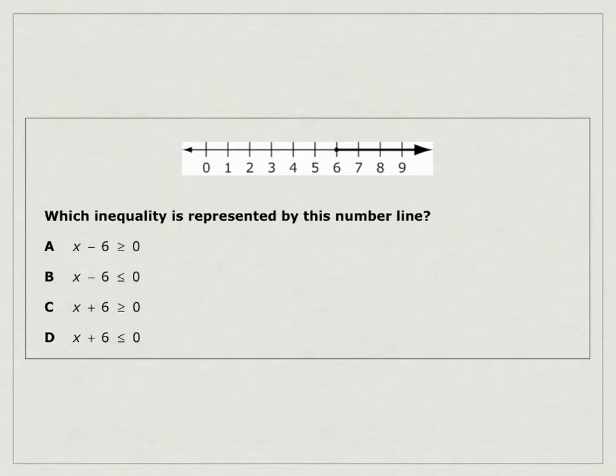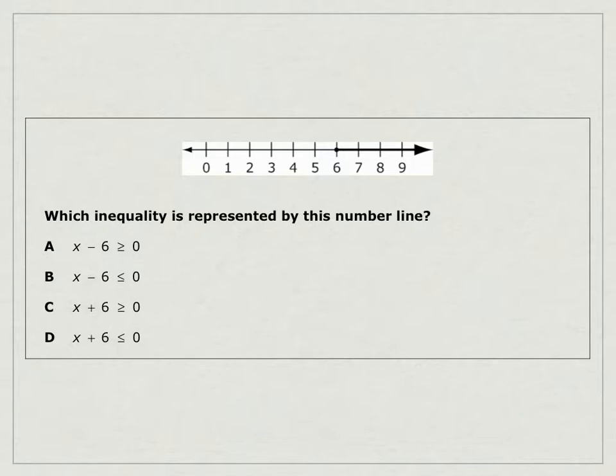This example says which inequality is represented by the number line. If you look at the number line, it has a filled-in circle at 6, and it's shading the numbers that are greater than 6. So my inequality that I'm looking for is x is greater than or equal to 6. Notice that all of my answer choices are not solved for x. So the first step before I choose my correct answer is going to be to go ahead and solve for x in all of these inequalities.